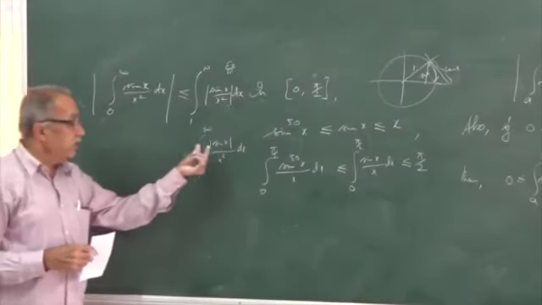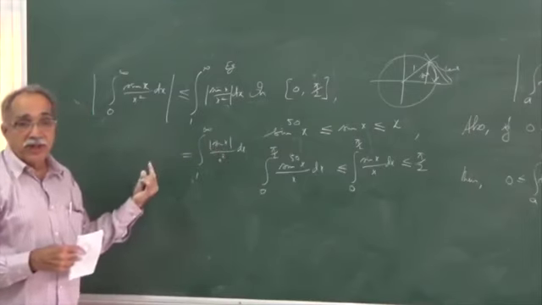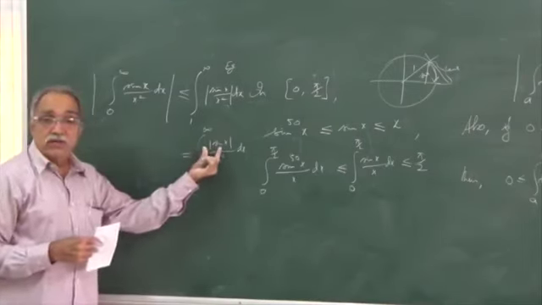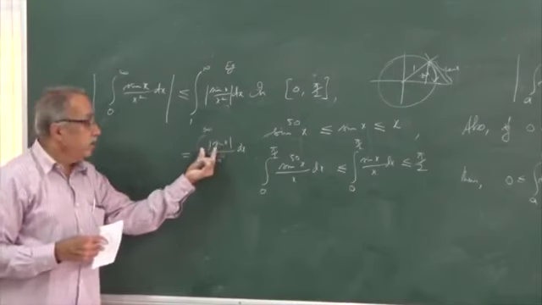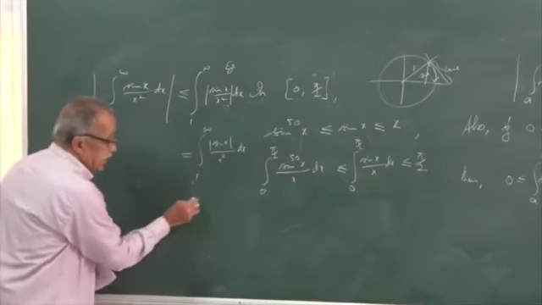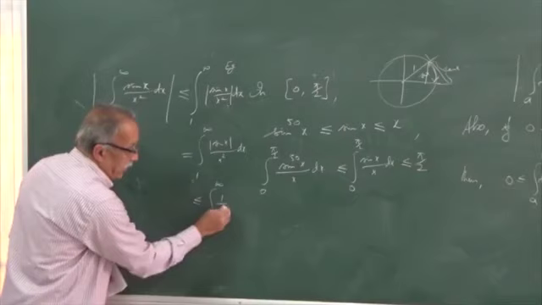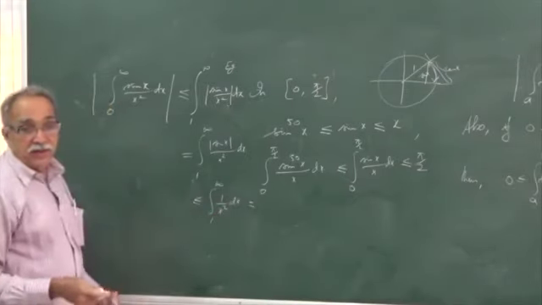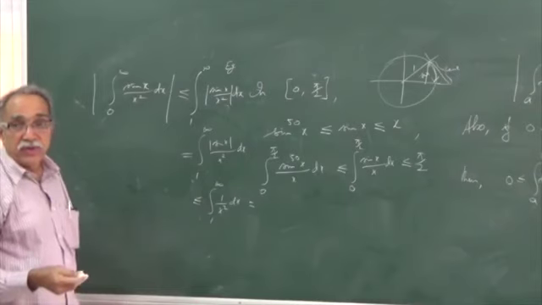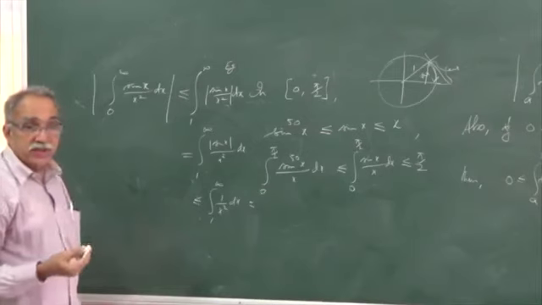Over any interval, maximum value sin x can have is 1 and minimum value minus 1. Therefore, mod sin x always will be between 0 and 1. Therefore, this certainly is less than or equal to the integral from 1 to infinity of 1 by x square dx, and this is easily obtainable. Apply the limits.